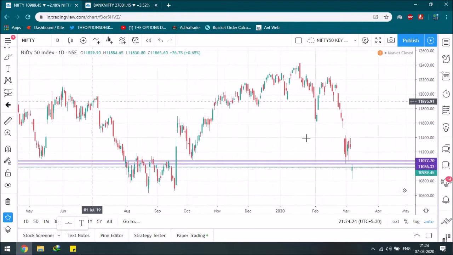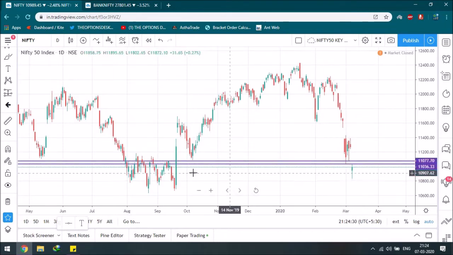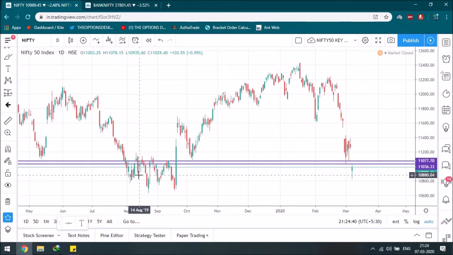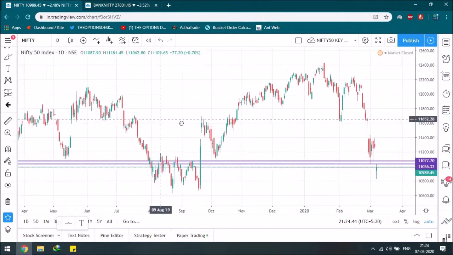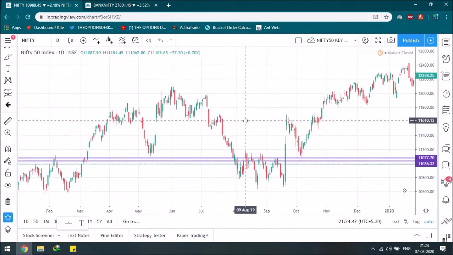Now let's take the first target. At this point I have marked the first target at 11077: the low of this candlestick, the high of this candlestick, and the candlesticks of 12th and 13th of September. Then the highs of the candlesticks on 20th of August, 14th of August, and 2nd of August. I'm a bit fast, I apologize. I will try to improve next time, so please bear with me.